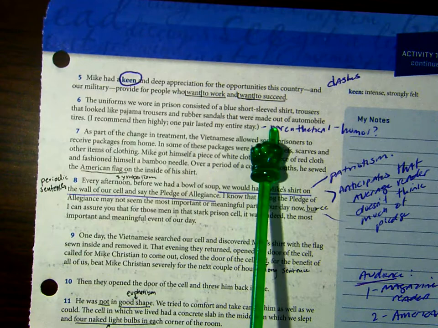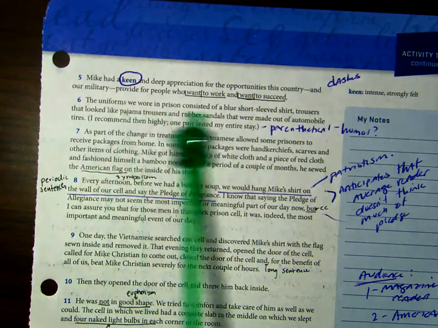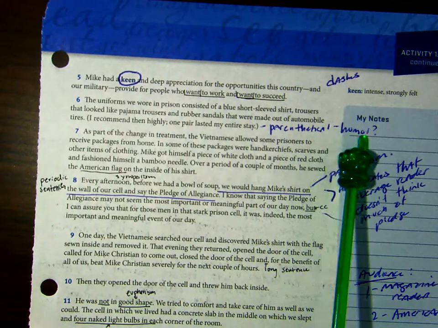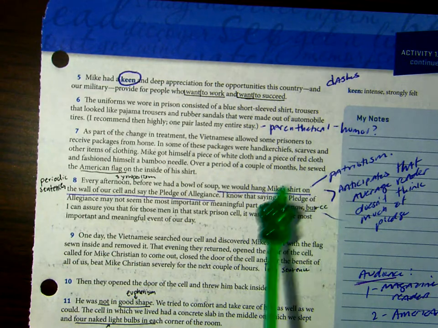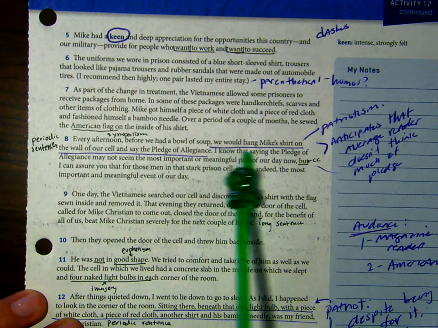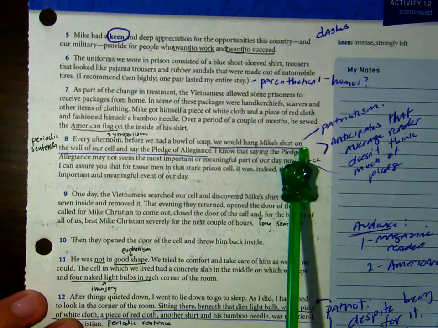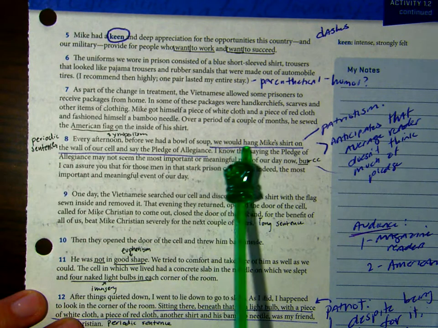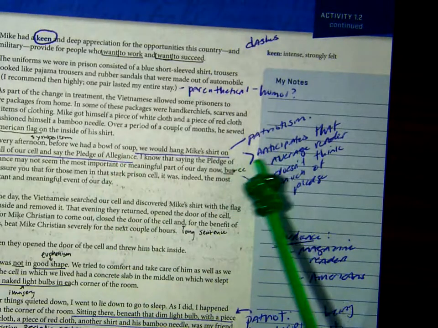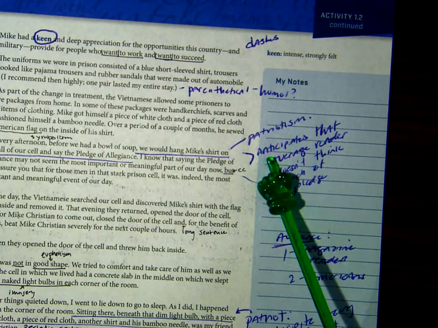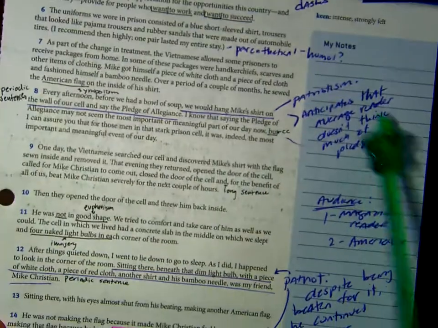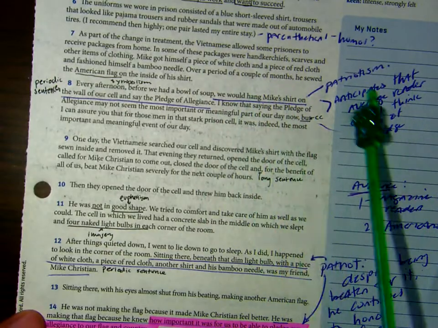Right here, the reader noticed the parenthetical phrases used right here, and also perhaps noted that this might be an attempt at humor. Again, periodic sentences. And here, off to the side where it says, we would hang Mike's shirt on the wall of our cell and say the Pledge of Allegiance. So we're noticing this is patriotism, and he anticipates that the average reader doesn't think much of the pledge. So we're noticing kind of what he's doing as a strategy as a writer.